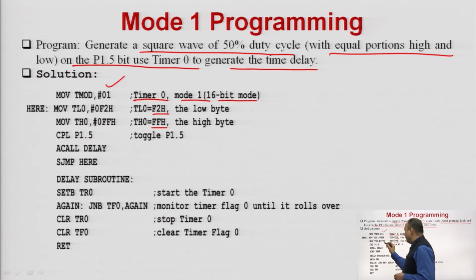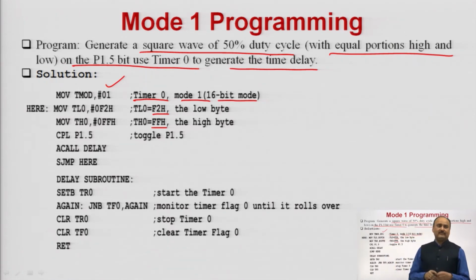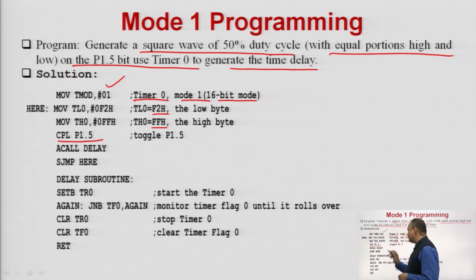In this particular program we need to generate the square wave. So here we use the instruction CPL to complement the P1.5 bit, that is logic 1 and logic 0, with the help of this instruction. So toggle P1.5, then to generate the required time delay we call a subroutine, that is, ACALL delay subroutine. With the help of this instruction the microcontroller will transfer the control from the main program. It will call the subroutine.